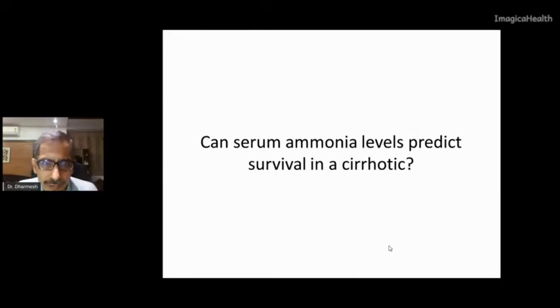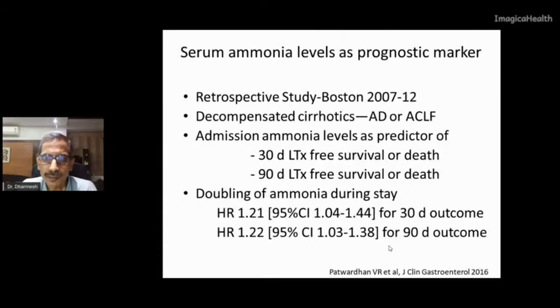Can serum ammonia levels predict survival in a cirrhotic? So this is the next burning question. This was a study again published from Boston. It was a retrospective study published between 2007 and 2012. This was from Dr.